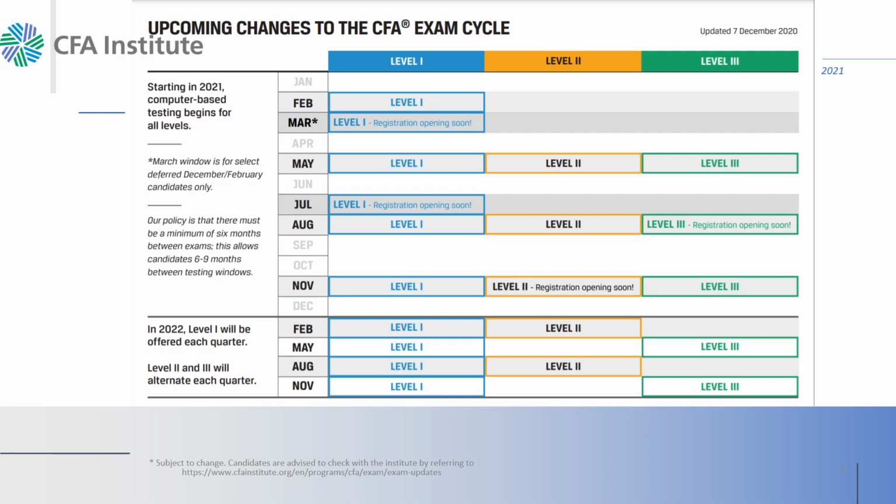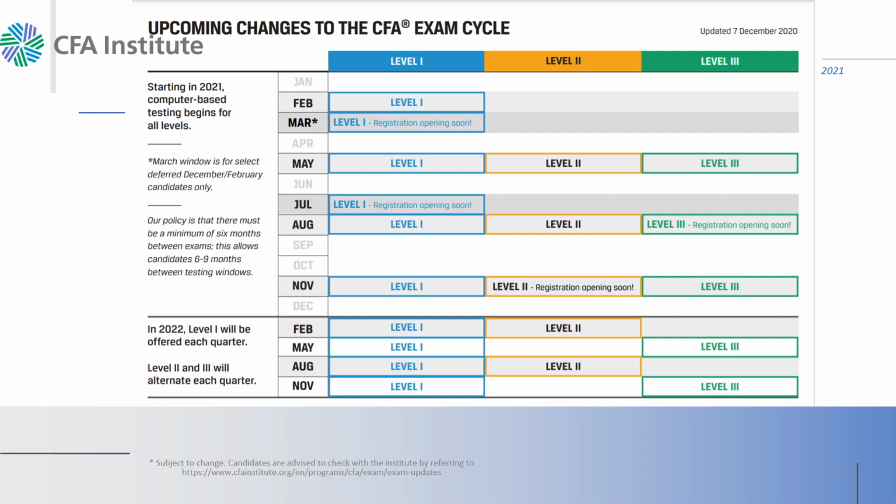In 2021, that is May, August, and November. And level 3 will be offered again 3 times a year, that is May, August, and November. So this year is an exception for obvious reasons. Next year onwards, we're going to have the level 1s scheduled 4 times a year, as has been stipulated by the institute, and level 2 and level 3 will be scheduled twice a year.